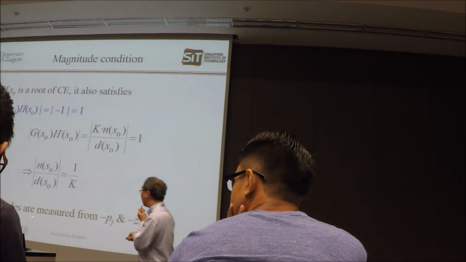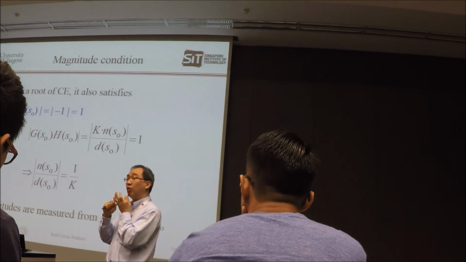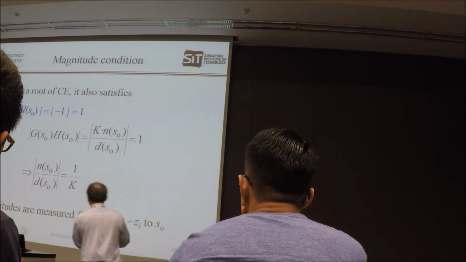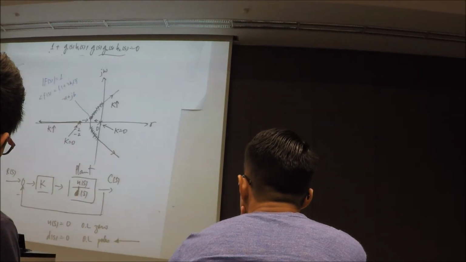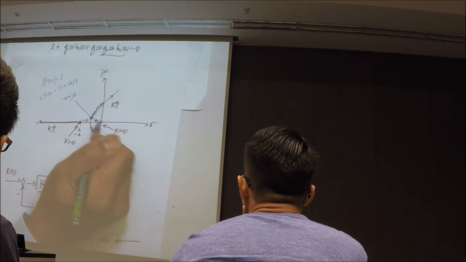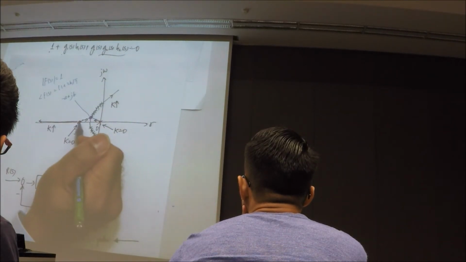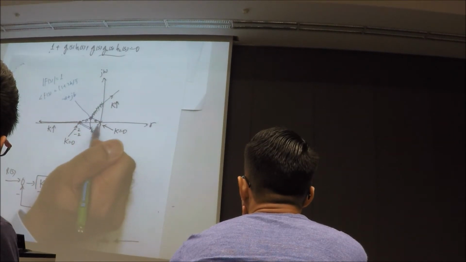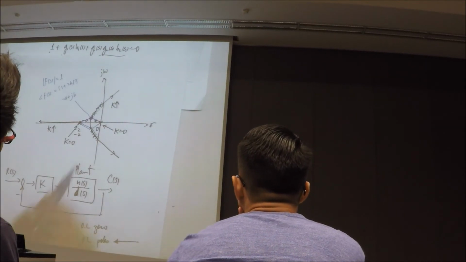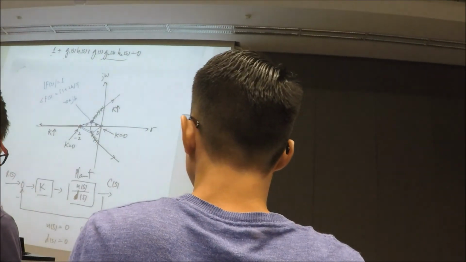So magnitudes are basically measured from your original open loop poles and open loop zeros to the points on the root locus. If we go back to this, how do we do the measurement? You need to measure the distance from here to here. This will be the distance, this will be the distance, and because you have another point here, this will be the distance too. So you need to work it out.